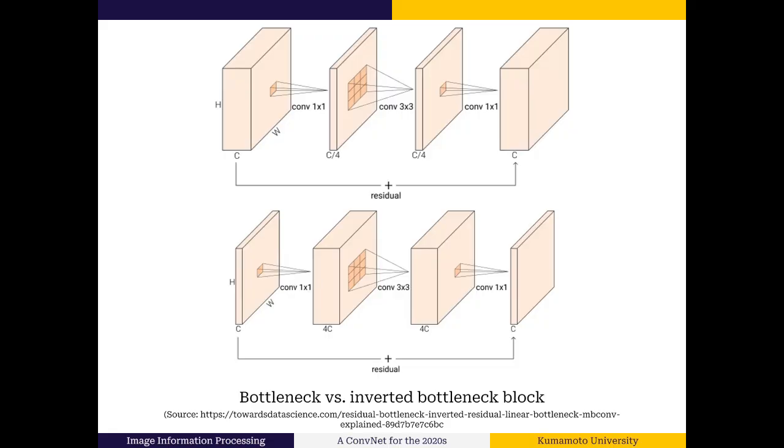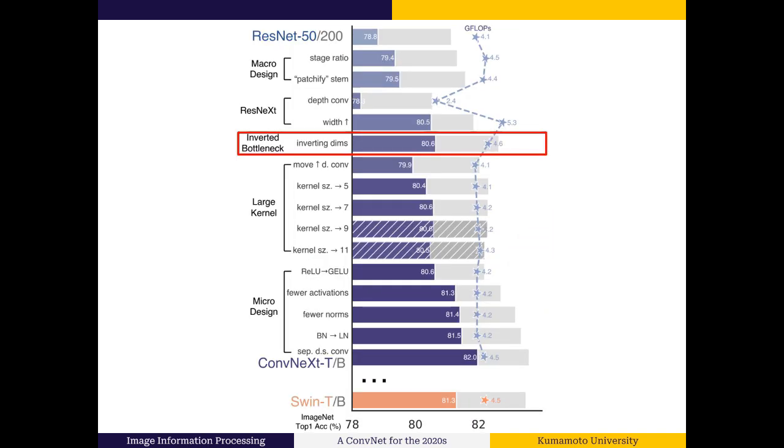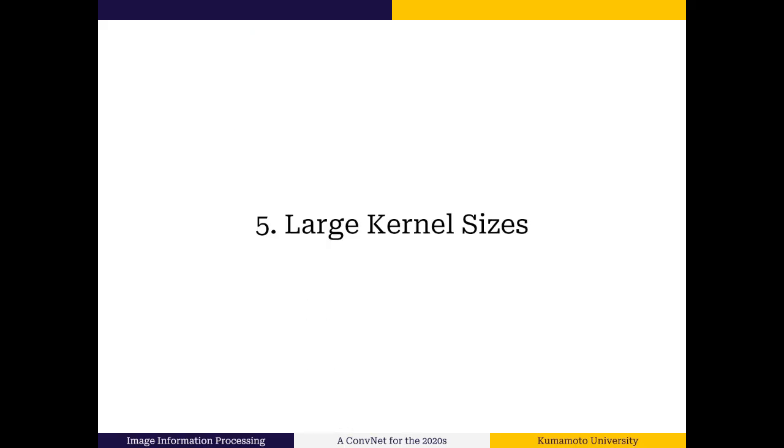This is another illustration of the bottleneck and inverted bottleneck, where we change the number of channels in the middle of a block. The inverted bottleneck managed to increase the accuracy and lower the flop, so this is a very effective step. The next category is using large kernel sizes.